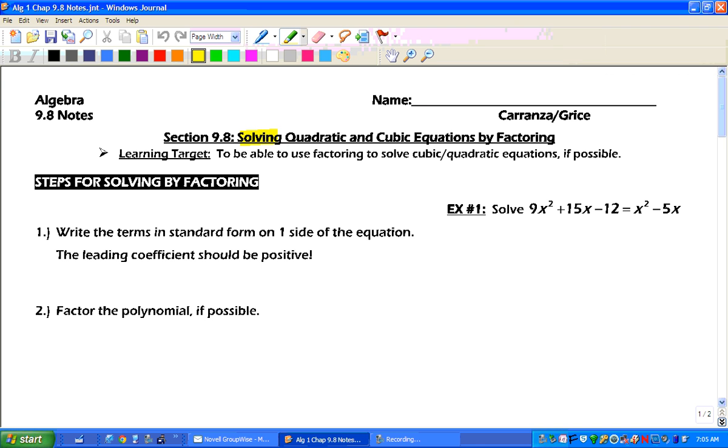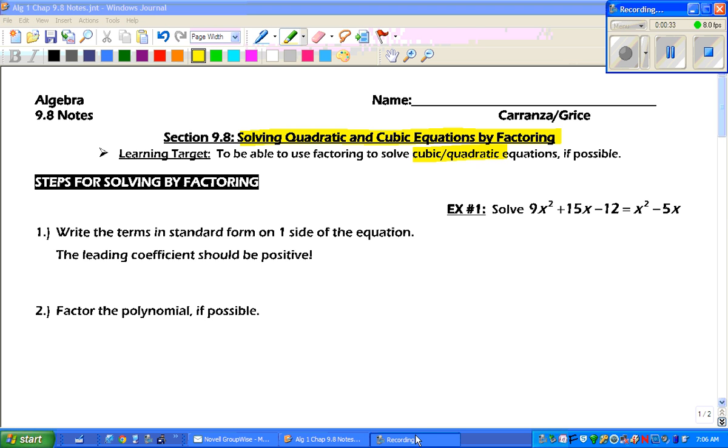Today we're talking about solving quadratic and cubic equations by factoring. Our learning target today is to be able to use factoring to solve cubic and quadratic equations, if possible. So, the steps for solving by factoring. One, you need to write the terms in standard form on one side of the equation. The leading coefficient should always be positive. And second is to factor the polynomial if possible.